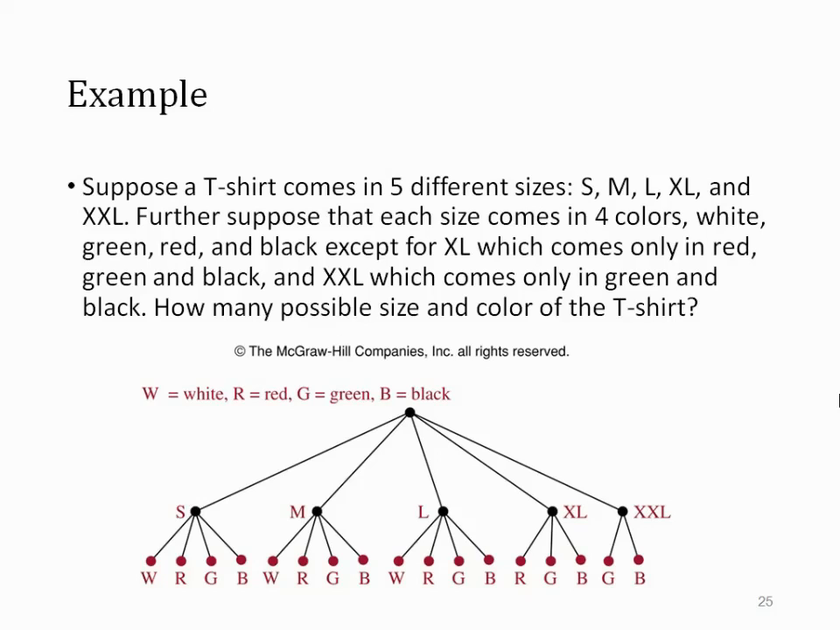It is very simple. You can make the small. There is a restriction on the XL and a restriction on the double XL. Except these two, all the remaining sizes have white, red, green, and black colors of t-shirts. So this is the permutation and combination, and how to calculate these combinations. For this we use two techniques called the sum rule and the product rule.